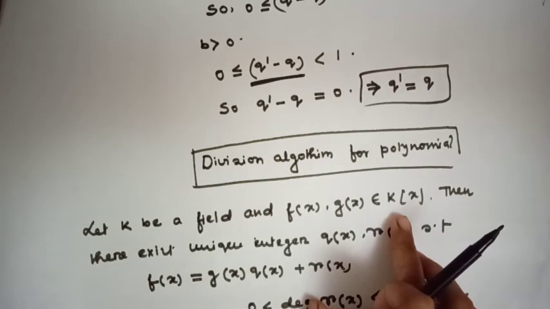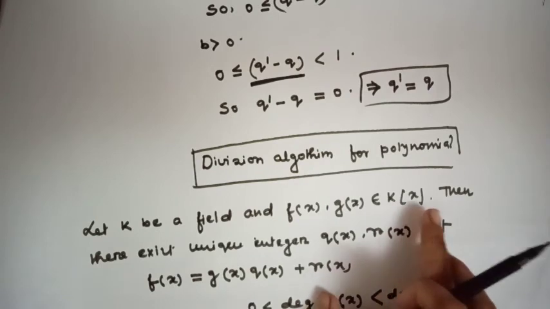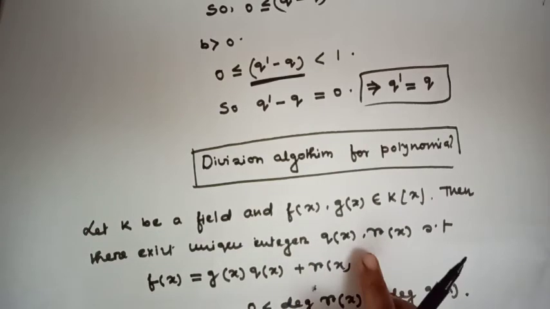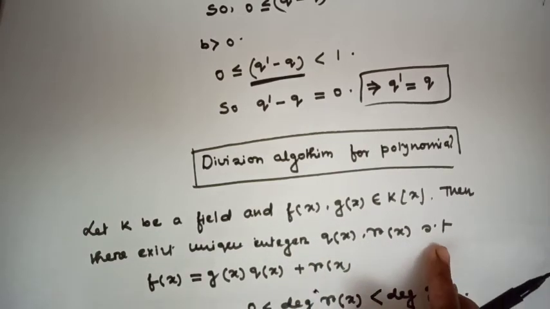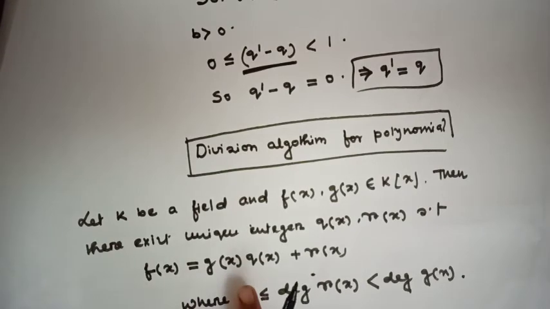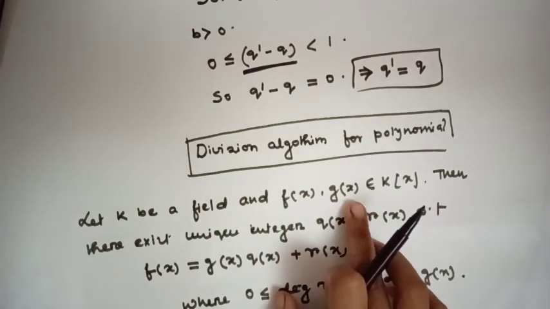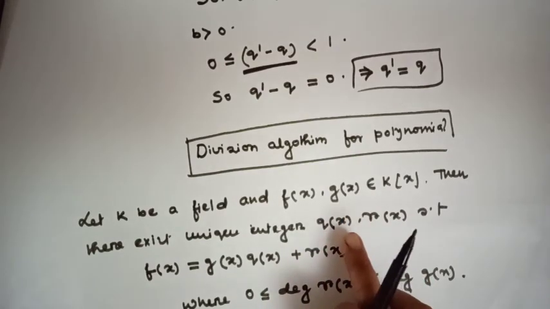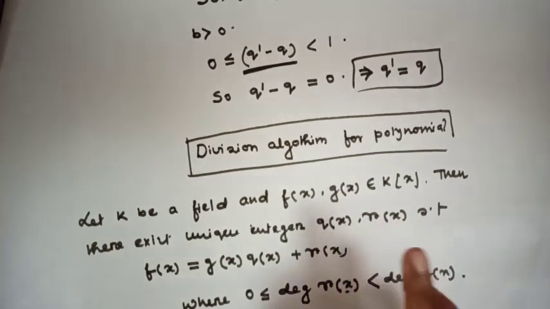the field K[x]. Then there exist unique polynomials q(x) and r(x) such that f(x) equals g(x) q(x) plus r(x), where degree of r(x) is greater than or equal to 0 and strictly less than degree of g(x). Here f(x), g(x) are polynomials with coefficients in the field, okay, and q(x) is called the quotient and r(x) is called the remainder, okay.